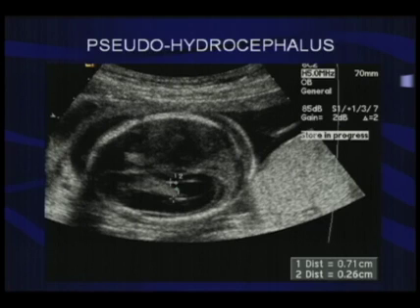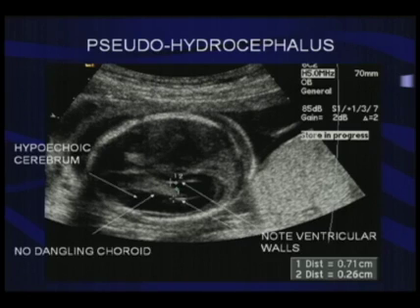Here's another case. We're looking at the ventricle. We have it measured, but you look at this other hypoechoic structure, which is the cerebrum. But we can identify this as pseudohydrocephalus because we note the ventricular walls here, the upper and the lower ventricular wall. We note, again, there is no dangling choroid.